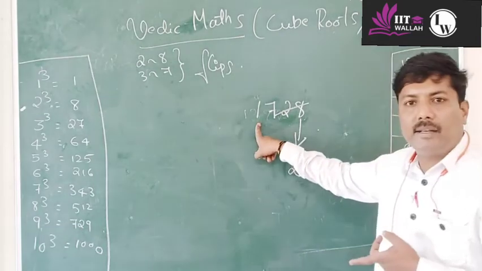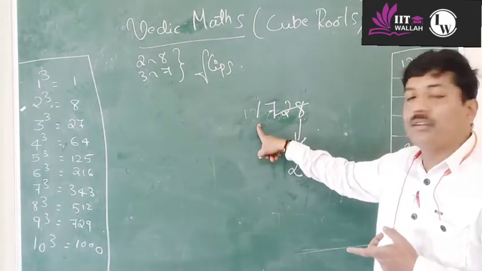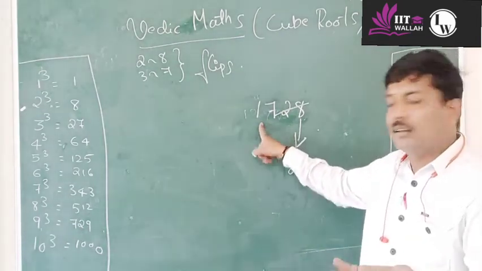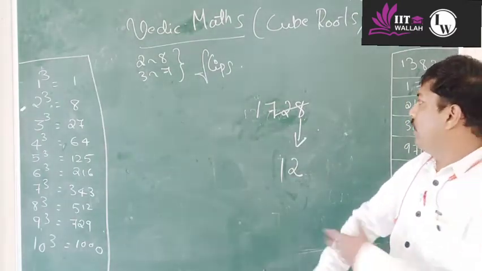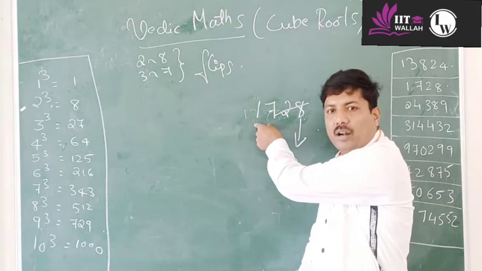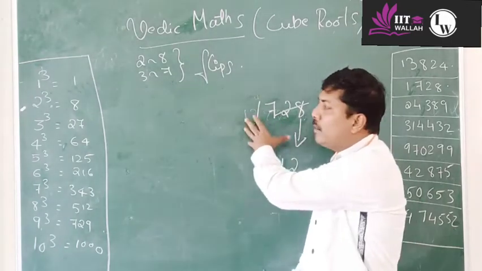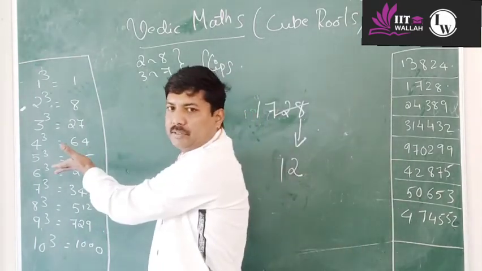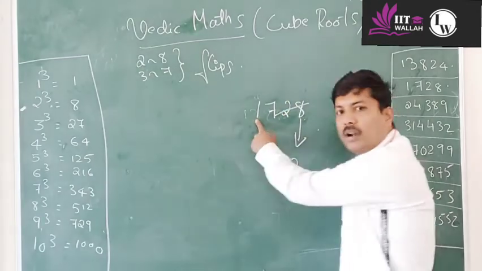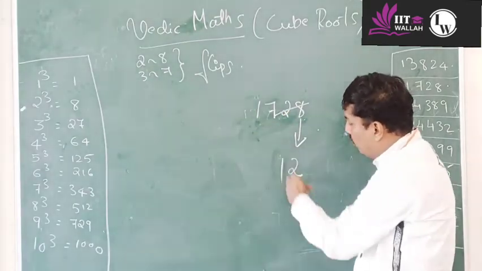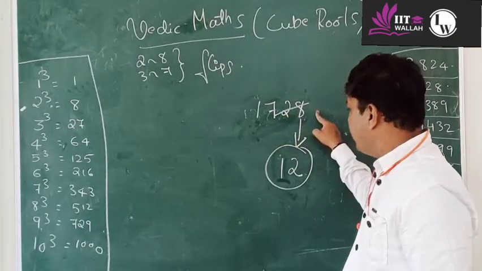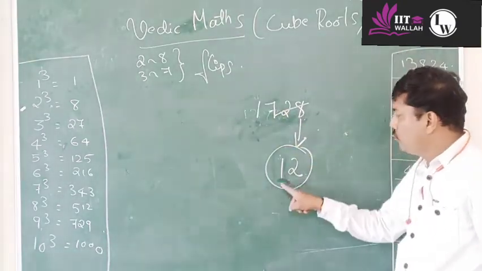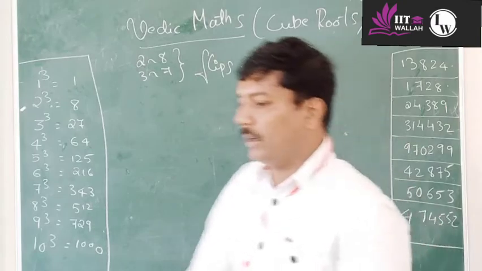Then what is the remaining number? 1. So the cube root of 1 is 1 itself. If the remaining number is already a perfect cube, then you don't need to think about the nearest cube, because this number is already a cube. So the cube root of 1 is 1, and the cube root of 1728 is nothing but 12.